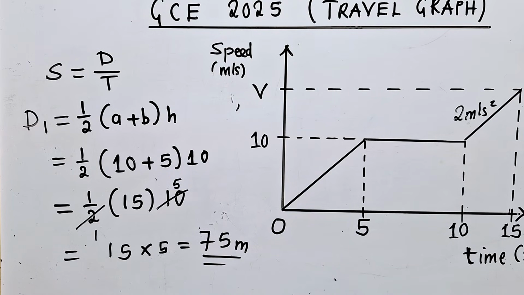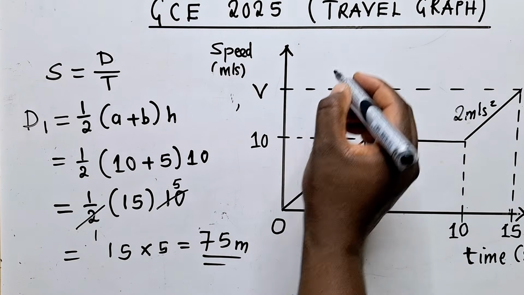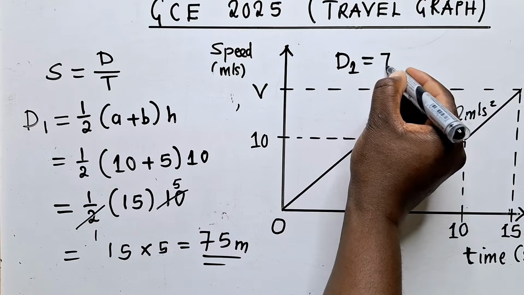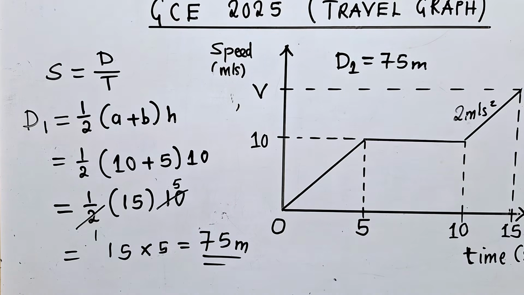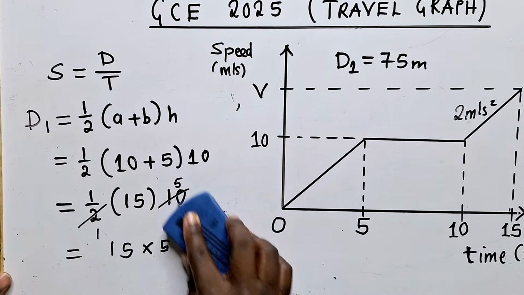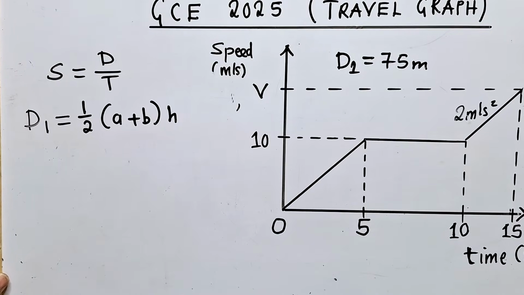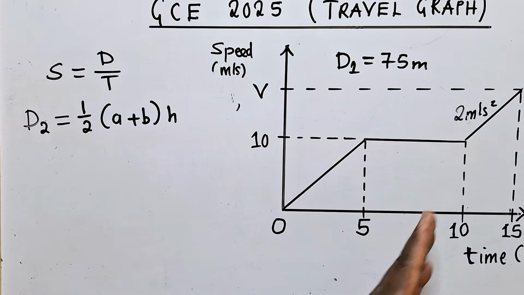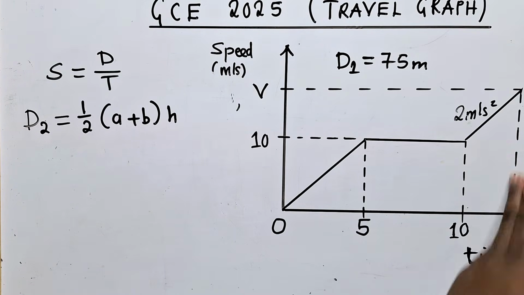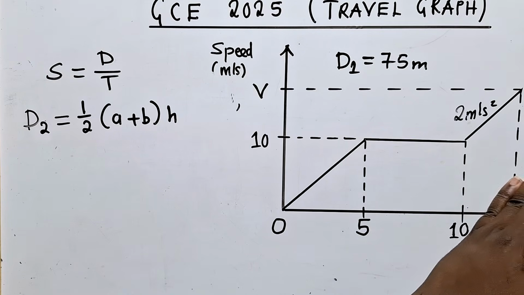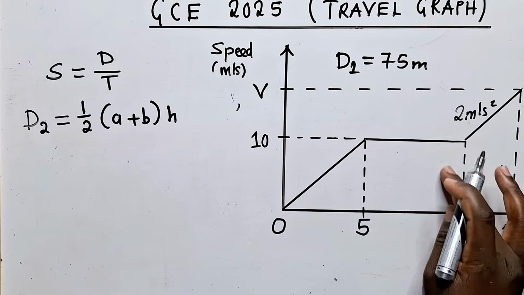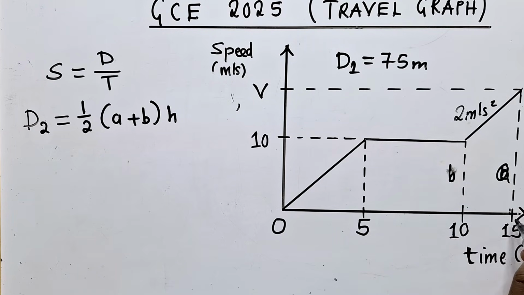So we know that the first distance, we shall write it here. So distance 1 is equal to 75 meters. We keep that one, we'll come and use it. We now find distance 2. So for distance 2, we use the same formula. We'll just say distance 2, because distance 2 is now from here to here. So you can see this is a trapezium, it's pointing upwards. So this time around, our A will be here, our B will be right here. Or we can say this is our B and this is our A, from here to here. From here to here, it's our H.